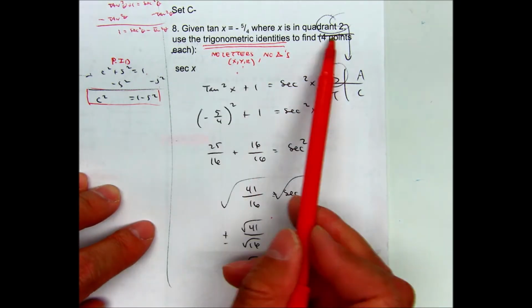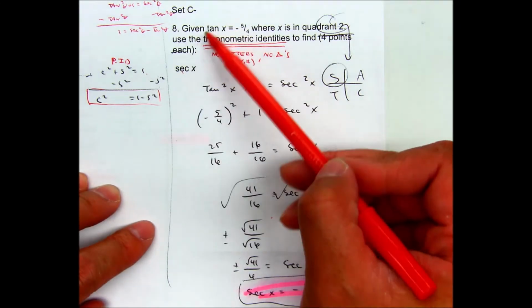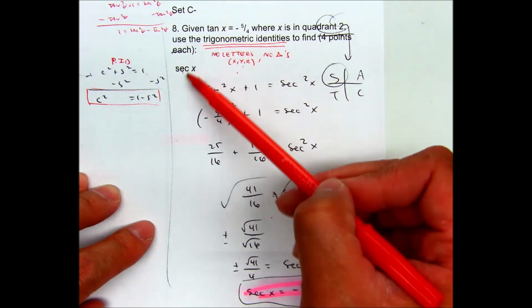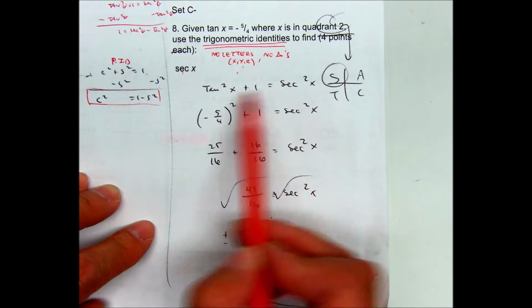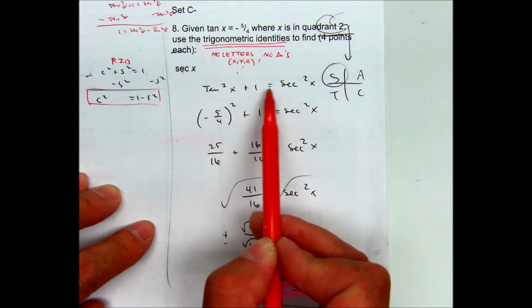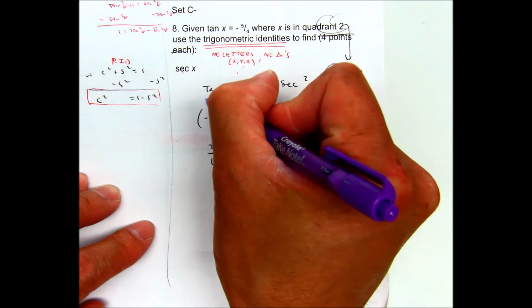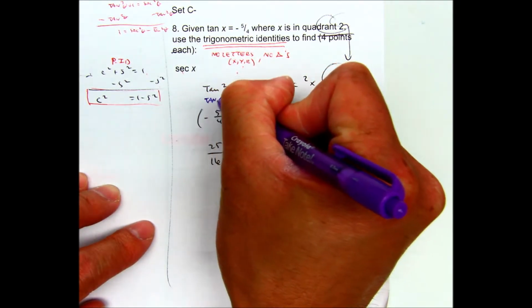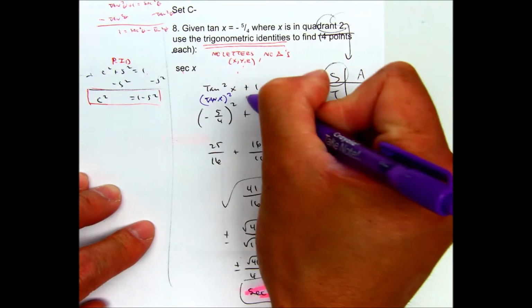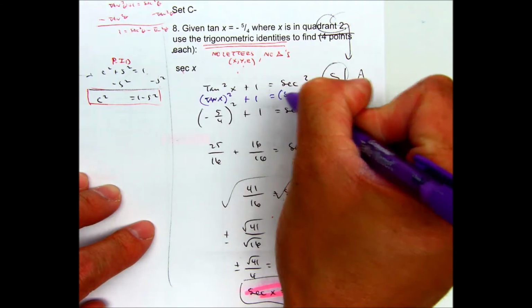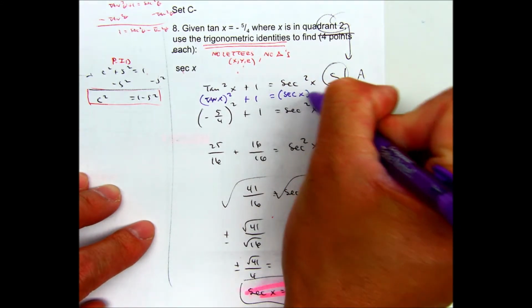They want us to find secant. You should be thinking about the relationship between tangent and secant, and that is the Pythagorean identity. Tangent squared x plus 1 equals secant squared x. Remember, a student-friendly way of writing this is tangent of x squared plus 1 equals secant of x squared.